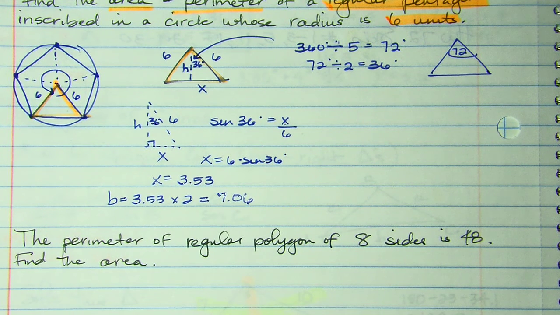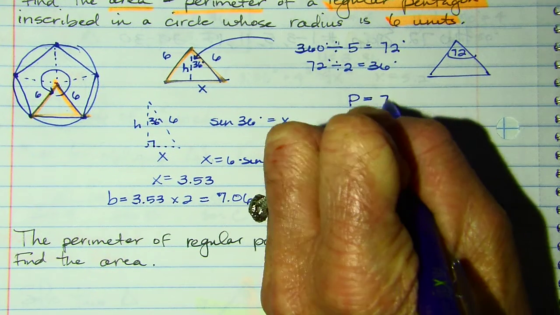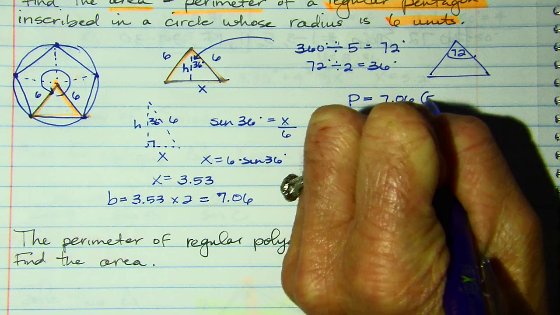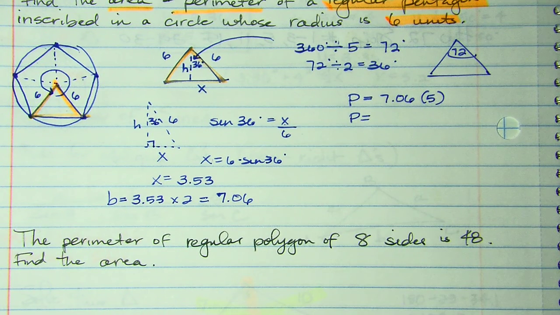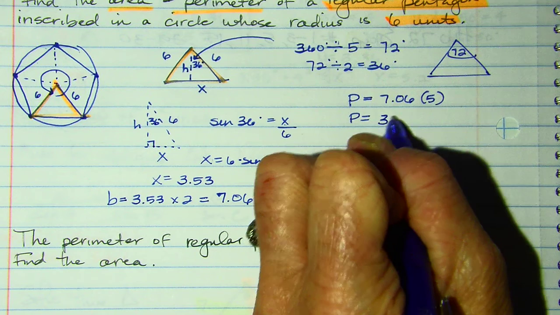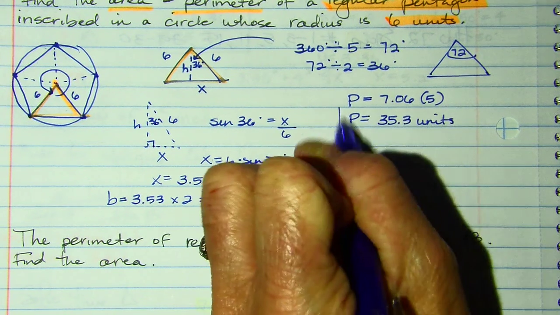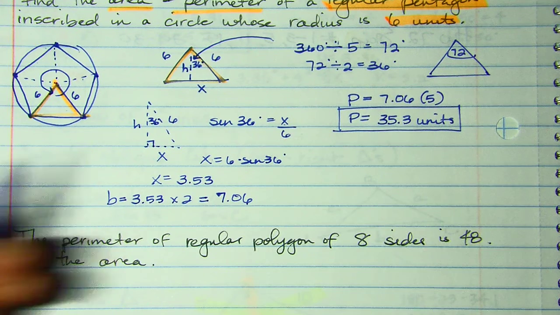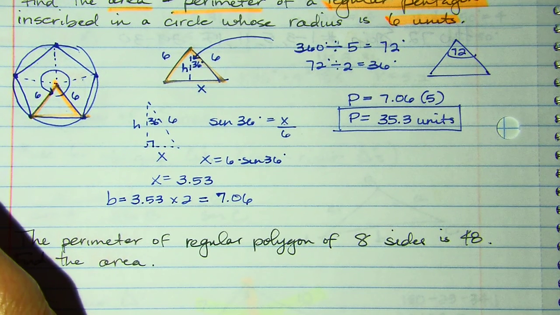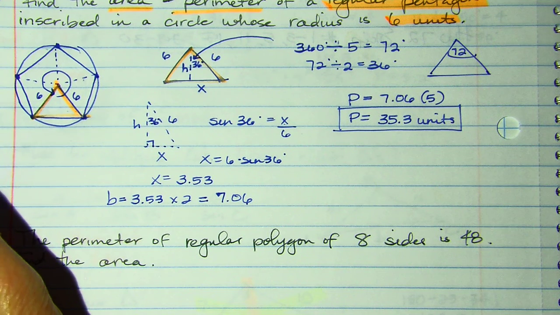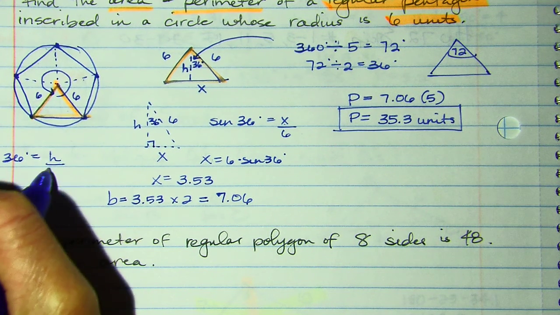Okay, so I can find perimeter. If I know my base is 7.06, then that times 5 would give me my perimeter. So 7.06 times 5, I have a perimeter of 35.3 units. So there's perimeter. I, however, still have to find my height. So I'm going to do the cosine of 36 degrees equals the height over 6.